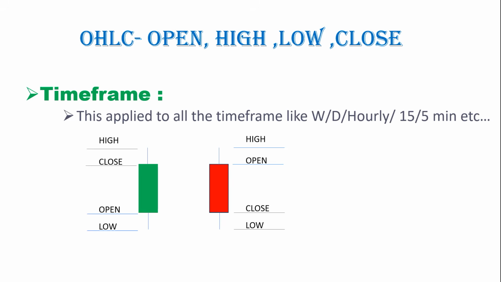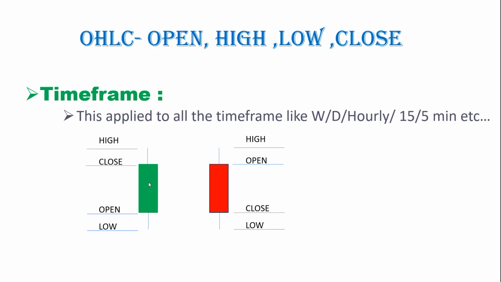Now we can understand the open, high, low and close for the red and the green candle, that is for the bullish and for the bearish candle. So this we can apply to all time frames like weekly, daily, hourly or even 5 minutes or even 1 minute time frame also.